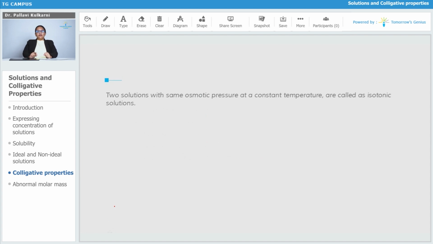Okay, now on the basis of this osmotic pressure, if I am comparing two different solutions, and both these solutions have the same osmotic pressure at a constant temperature, then these two solutions will be called isotonic. Iso means same, tonic means osmotic pressure.